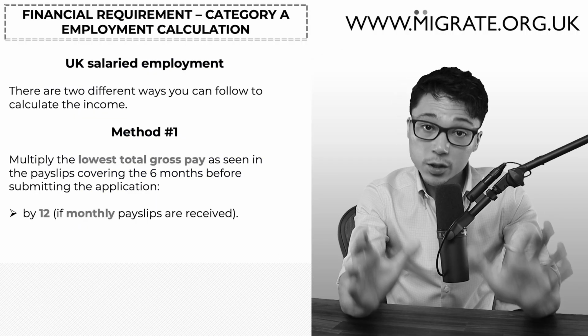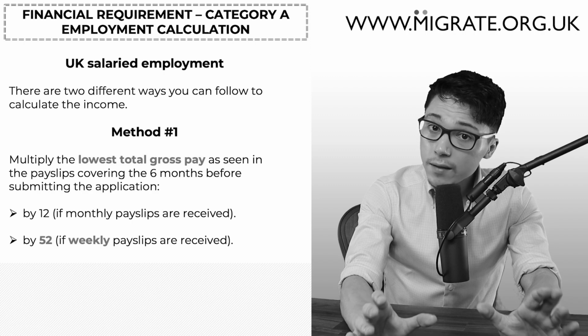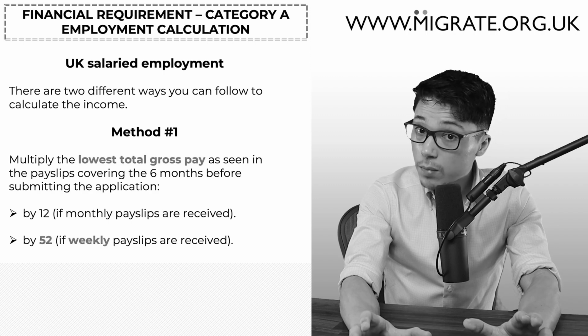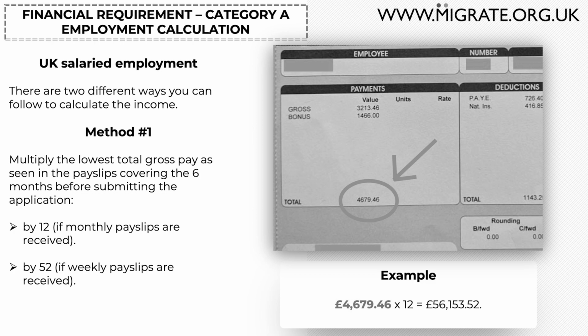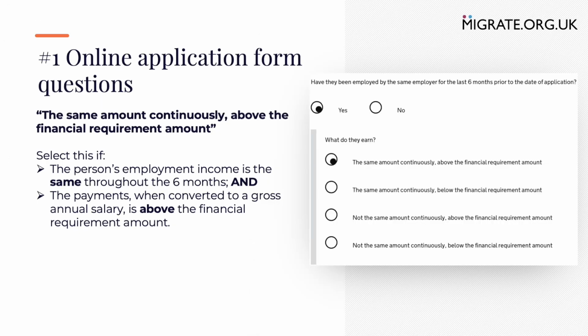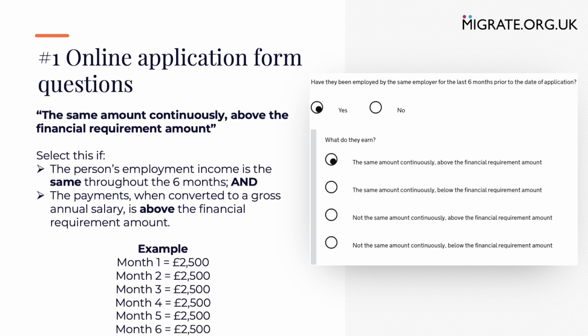For more information about how to calculate the amount of employment income that you can include towards the financial requirement, feel free to watch our Spouse Visa UK Requirements and Process YouTube video. Typically, those in salaried employment who have not received any bonuses or overtime in the 6-month period select this. For example, if the person's total employment income throughout the relevant 6-month period was £2,500 each month, they would select this option.